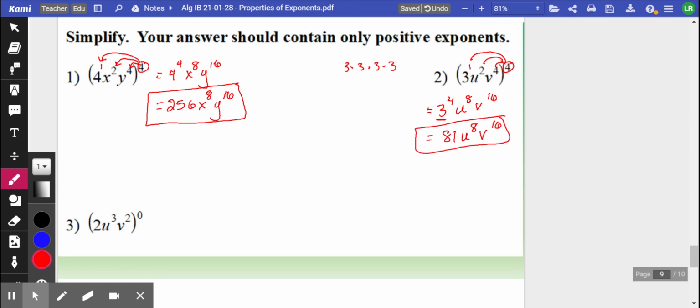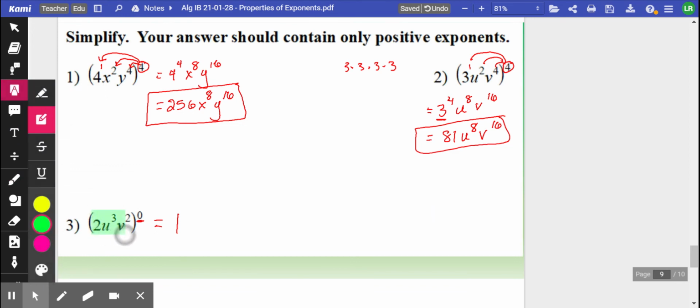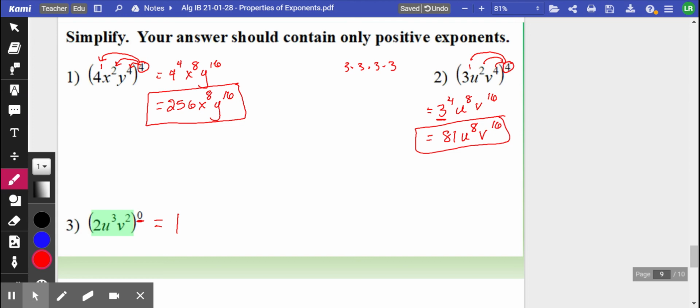Okay, number 3 is unique, because there was a rule we learned in the very beginning. Anything raised to the 0 power equals, look back at your notes, anything raised to the 0 power equals 1. So I don't have to do a bunch of work because I know that this whole thing is raised to the 0 power. So I know the answer is 1.